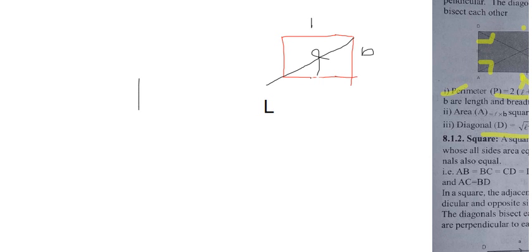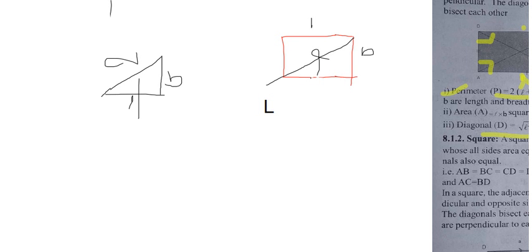Now from the diagram, if you draw it like this, I am taking half of this rectangle, and this is my L and this is my B. Okay, then how to find this value? Can we find it with the help of Pythagoras law? So if you assume this is my D value, then what is the Pythagoras law?